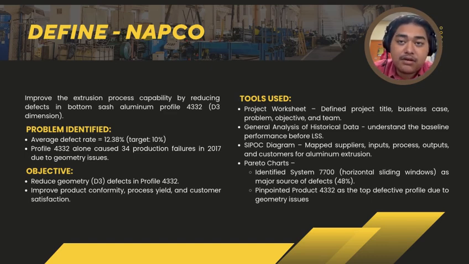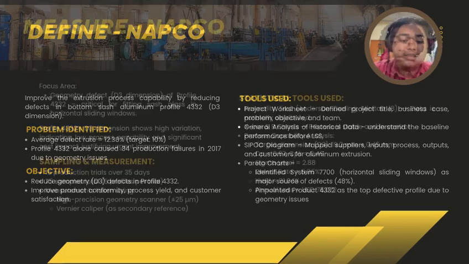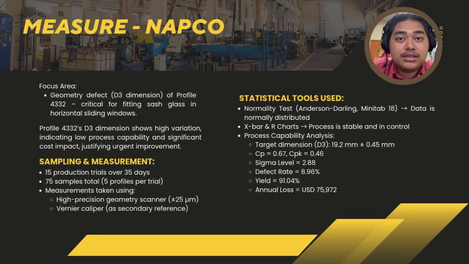So the main objective of this phase was clear: to reduce geometry defects in Profile 4332, improve conformity, boost yield, and enhance customer satisfaction. During the measure phase, Napco used statistical tools to assess their current process performance. They ran a normality test which confirmed that the data followed a normal distribution. Then X bar and R charts showed the process was stable and under control, at least statistically.